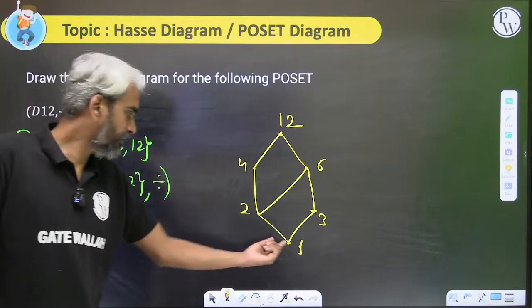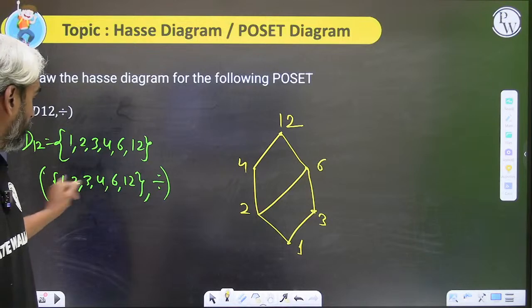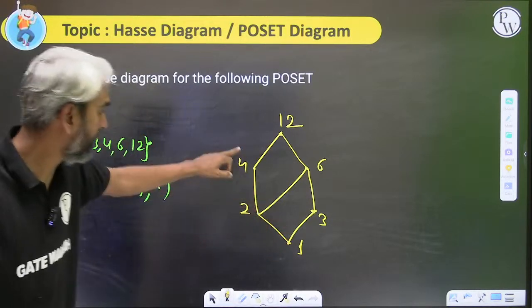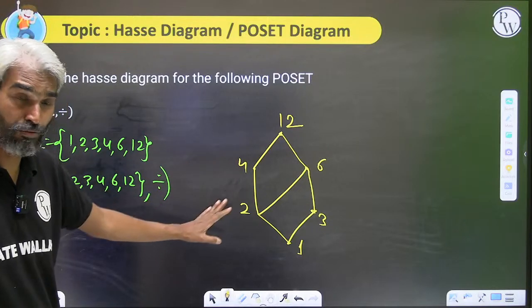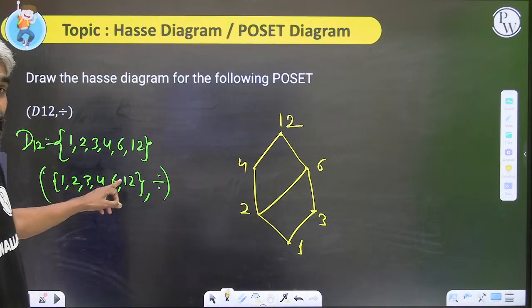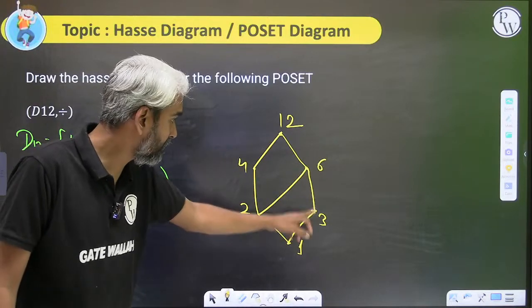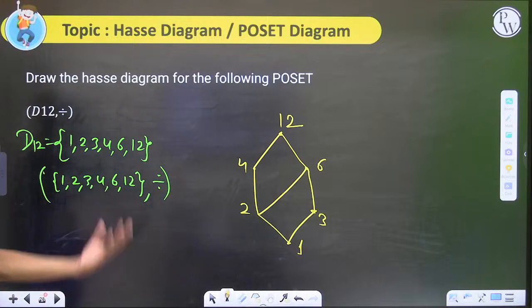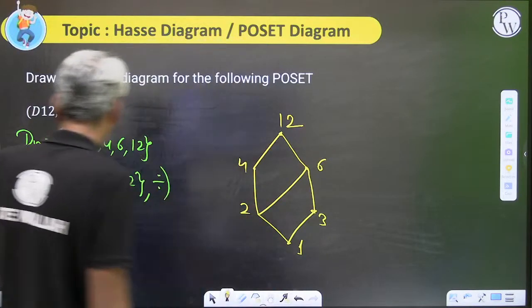Clear? Again, 1 divides 2, 1 divides 3, 1 divides 4. But there is 2 such that 1 divides 2 and 2 divides 4, though there is no direct edge between 1 and 4. They are connected transitively via 2. Similarly, 1 divides 6, but 2 and 3 exist such that 1 divides 2, 2 divides 6, 1 divides 3 and 3 divides 6. So 1 and 6 are connected transitively. You don't need to draw them explicitly. This is your poset diagram.